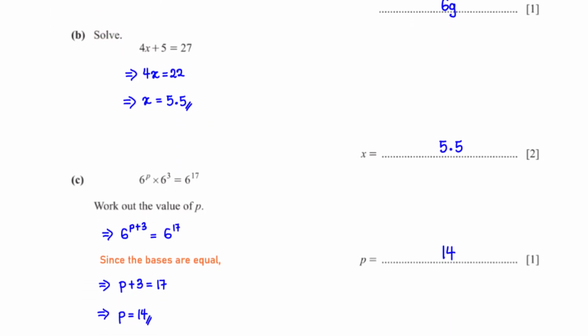6 raised to the power p times 6 cubed equals 6 raised to the power 17. Work out the value of p. Since these two are multiplying and they have the same base, their powers add. So we have 6 raised to the power p plus 3. Now that we have the bases on both sides equal, their powers should also be equal. So we have p plus 3 equals 17. When we subtract 3 from both sides, we have p equals 14.